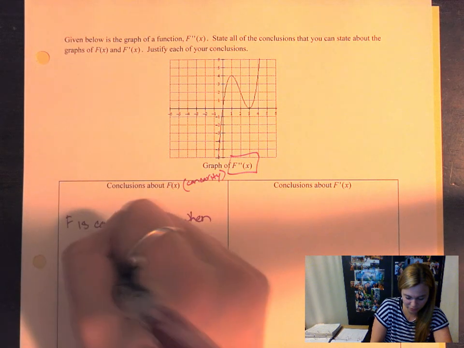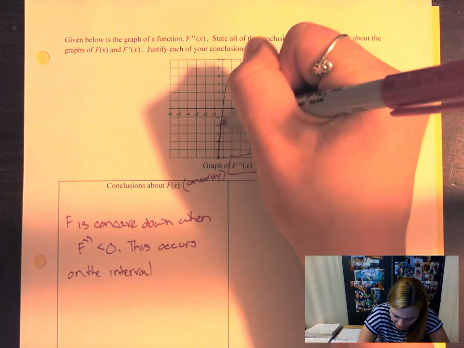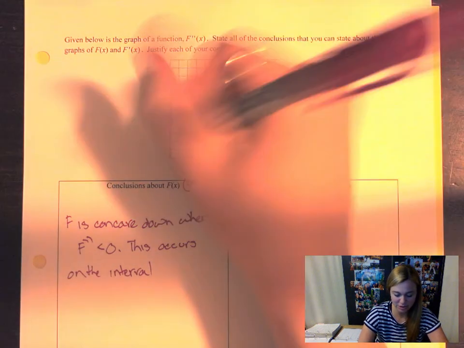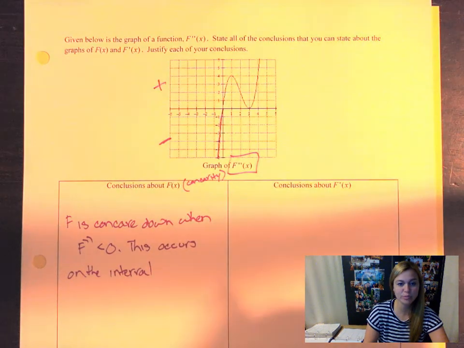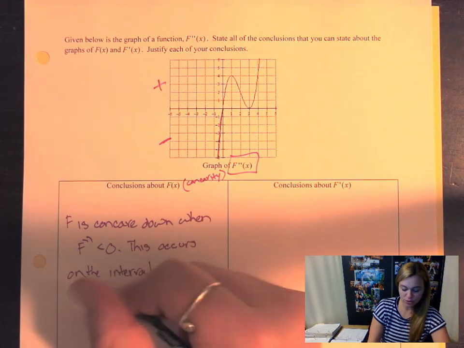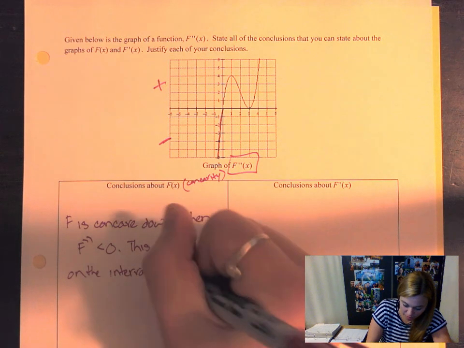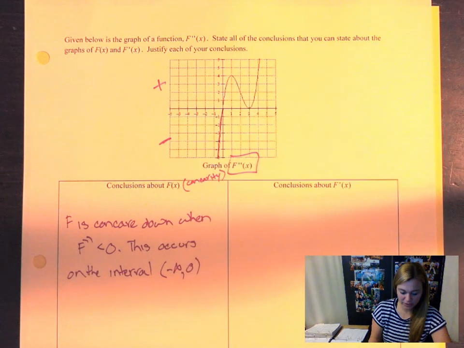Now I'm going to look at the intervals, or interval. In this case, there's only one place where f double prime is less than 0. It's really important to remember, less than 0 is below the x-axis, more than 0 is above the x-axis, which is different than increasing or decreasing. So this occurs on the interval negative infinity to 0. Remember, an x value to an x value.